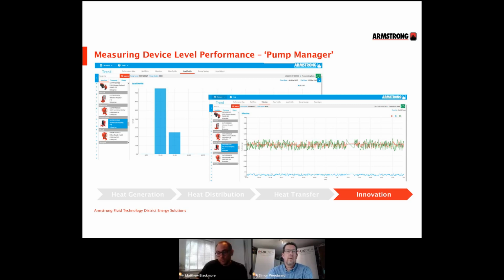We don't need more redundancy that's already in an oversized system. We just need to understand, monitor what's actually happening. And this is the benefit of connecting up smart devices.